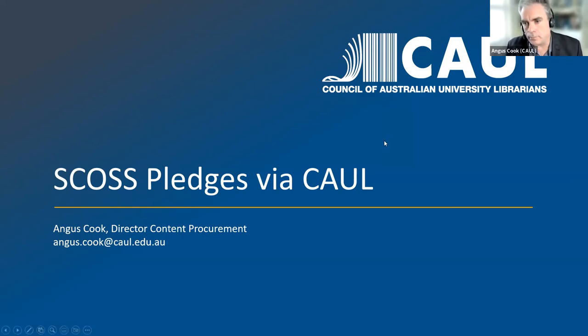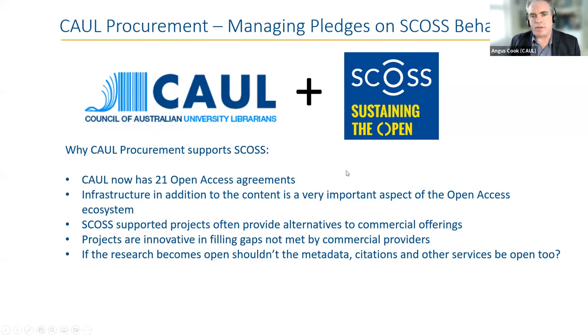As Martin said, CAUL and SCOSS have been working together in terms of facilitating pledges in this region for the CAUL membership since 2018. We see this really as a vital part of open access. Now that we have 21 open access agreements with publishers large and small, a very important element in the ecosystem is the infrastructure that underlies many of the workflows, much of the data that supports open access.